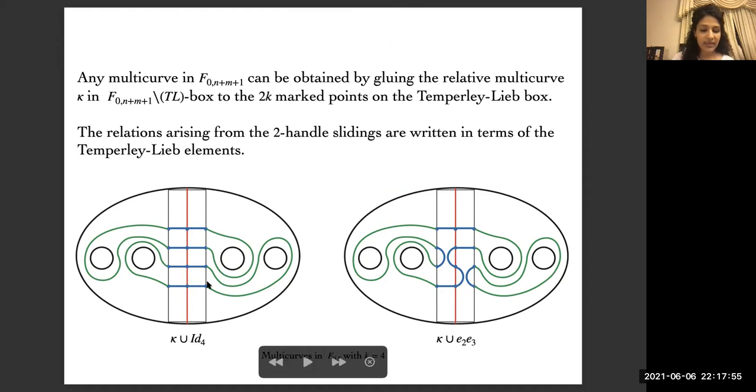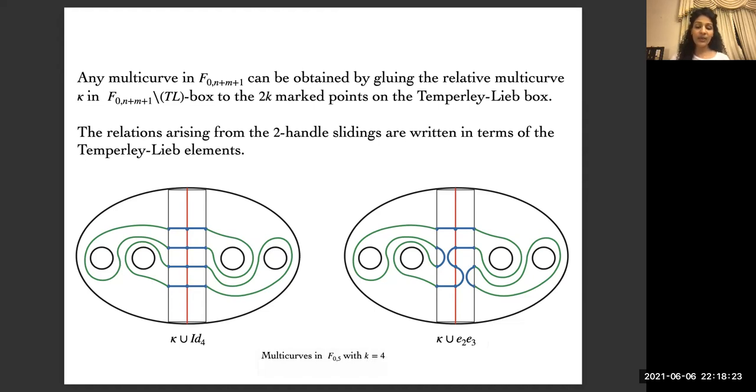So over here, for example, we have kappa union identity 4, because the element here is identity 4 in TL4D. And over here, we have kappa union E2E3, where E2E3 is the element in this Temperley-Lieb box. So the reason why we do this is because now we can write all of our 2-handle sliding relations simply and only in terms of Temperley-Lieb elements. So it makes our calculations way easier.